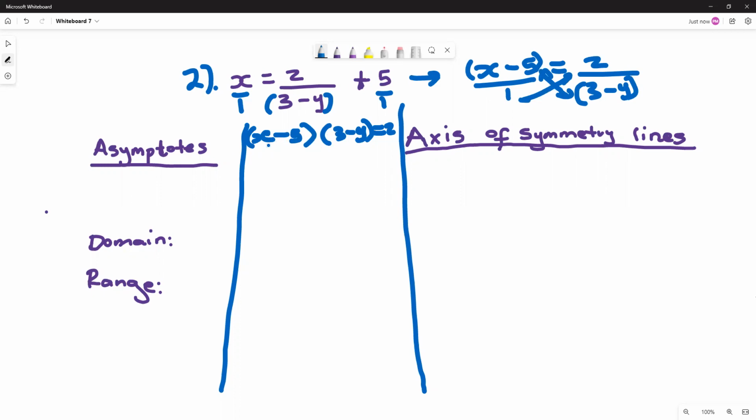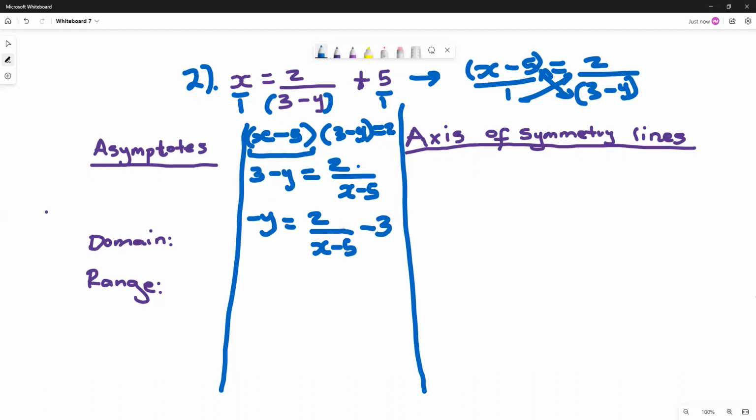Sharp. But we know that this part is the bottom part of the hyperbola. I'm not gonna foil here. If you foil, it's gonna get more complex. So you have 3 minus y equals to 2 over x minus 5. So you divide it by x minus 5 both sides. Right. And then you now have negative y is equals to 2 over x minus 5 minus 3.